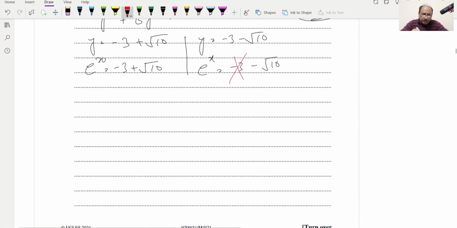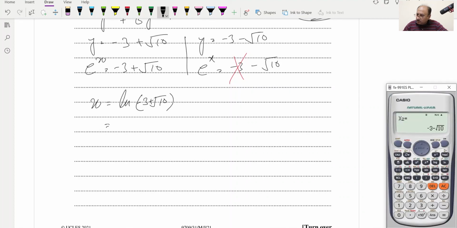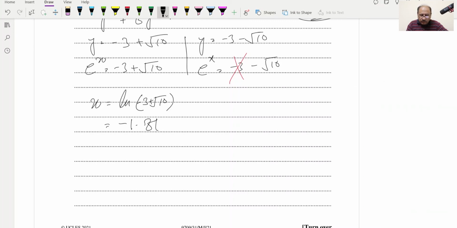We will be rejecting this one and we will proceed with this side, so we can take log on both sides. So x will be equal to log of minus 3 plus under root 10, and we can close the bracket, and this will be equal to minus 1.818 up to 3 decimal places, minus 1.818, and this is the answer which we were required to find.